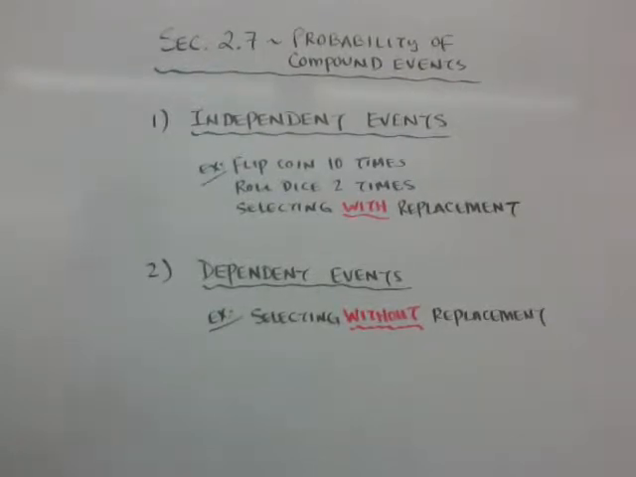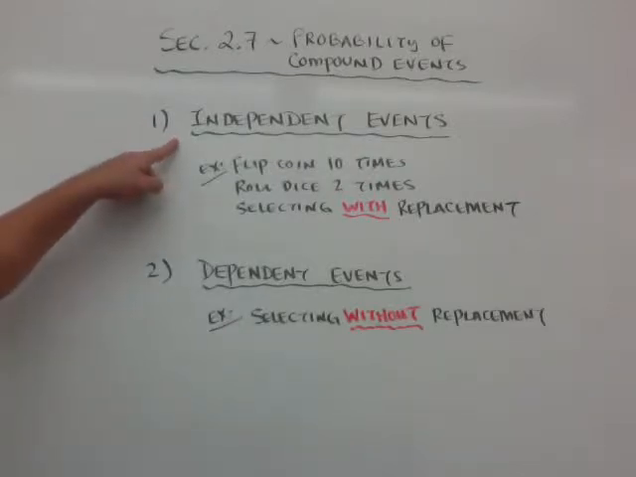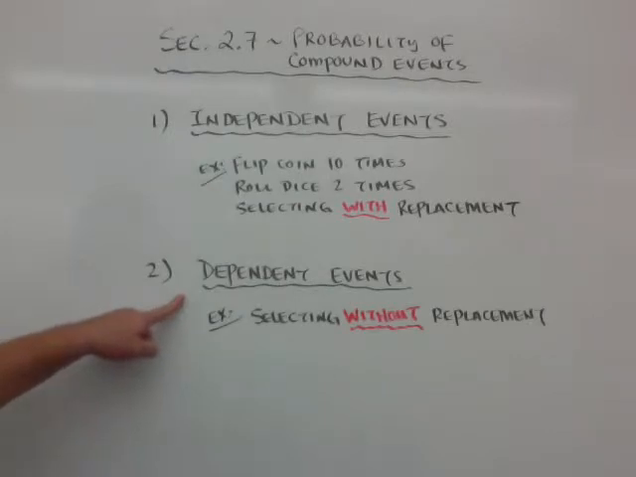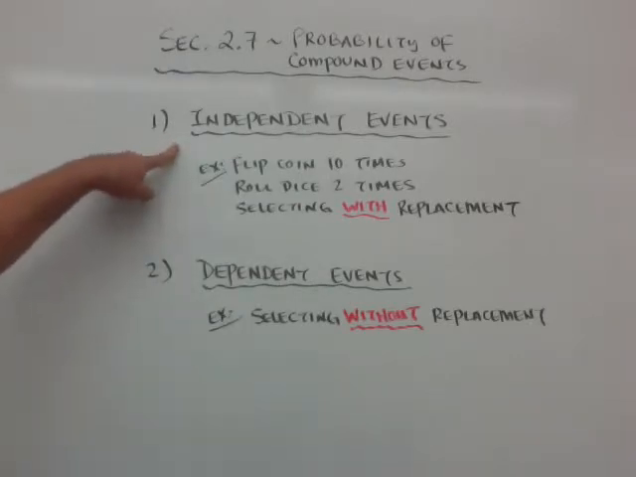Aloha, this is section 2.7, which is probability of compound events. So instead of just finding the probability of a single event, compound events means more than one. There are two types of events, independent events and dependent events. Independent is when you have events that the previous outcome doesn't affect the next outcome.